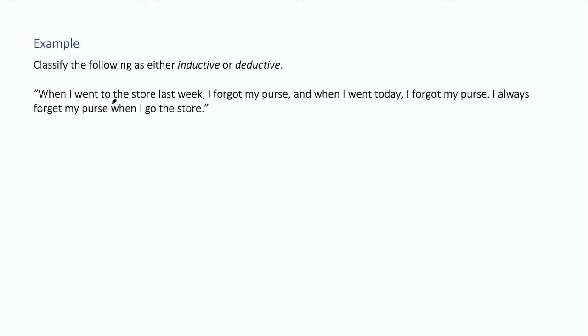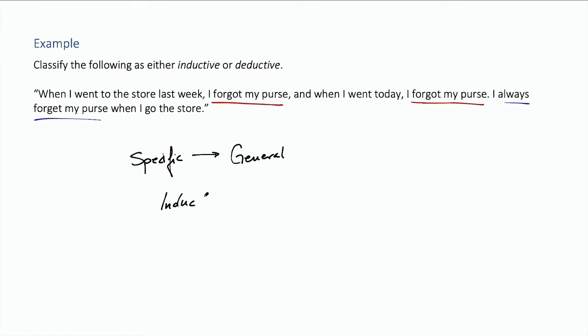Well, what I'm using is that I forgot my purse last week, and I forgot my purse today. So these two situations of forgetting my purse. Our conclusion is I always forget my purse when I go to the store. So we started with a very specific example, two specific examples, and tried to make a general conclusion. So specific leading to general. Okay. This is an inductive argument.